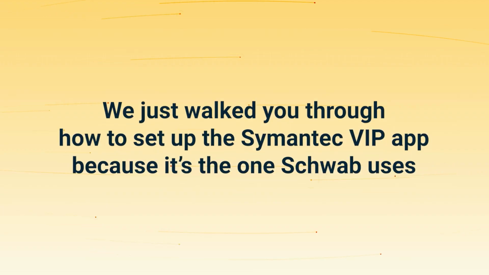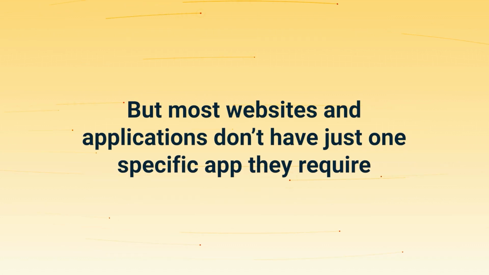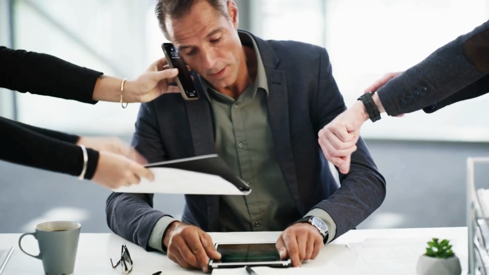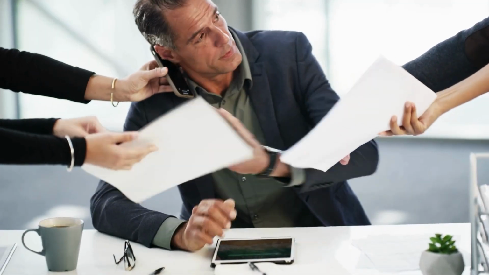Next, we just walked you through how to set up the Symantec VIP app because it's the one Schwab uses. But most websites and applications don't have just one specific app they require. For other accounts, you can choose one of several Authenticator apps, be it Symantec VIP, Google Authenticator, or another one. If it's possible, it might make things easier to use just 1 or 2 Authenticator apps, so that you don't get confused about which app has the security code you need.